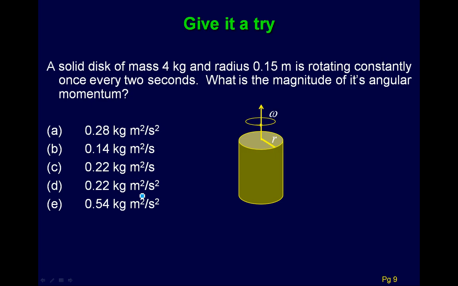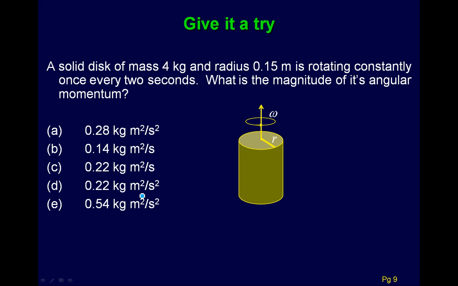So here's a give-it-a-try problem just to see if this concept makes sense to you. A solid disk of mass 4 kilograms and radius 0.15 meters is rotating constantly once every 2 seconds. What is the magnitude of its angular momentum? So pause, give this a try, see what you think.